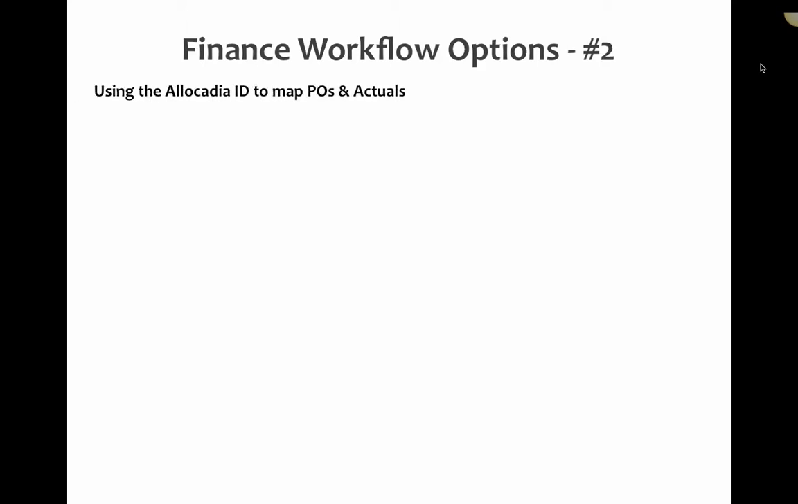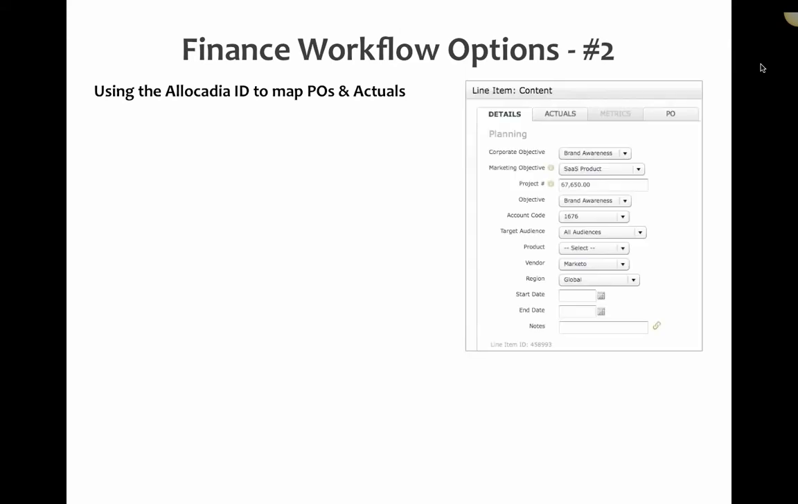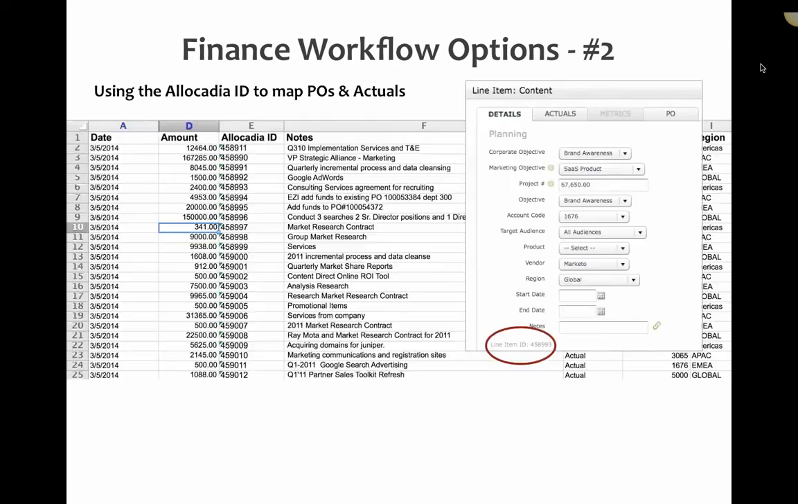Option 2, using the Allocadia ID to map POs and actuals. For companies that don't use unique IDs, I have good news. Every marketing activity, aka line item in Allocadia, has a unique Allocadia ID number that is located on the details panel. By providing the Allocadia ID number to the finance department with the purchase orders and actuals, the finance department can track the Allocadia ID in their ERP system.